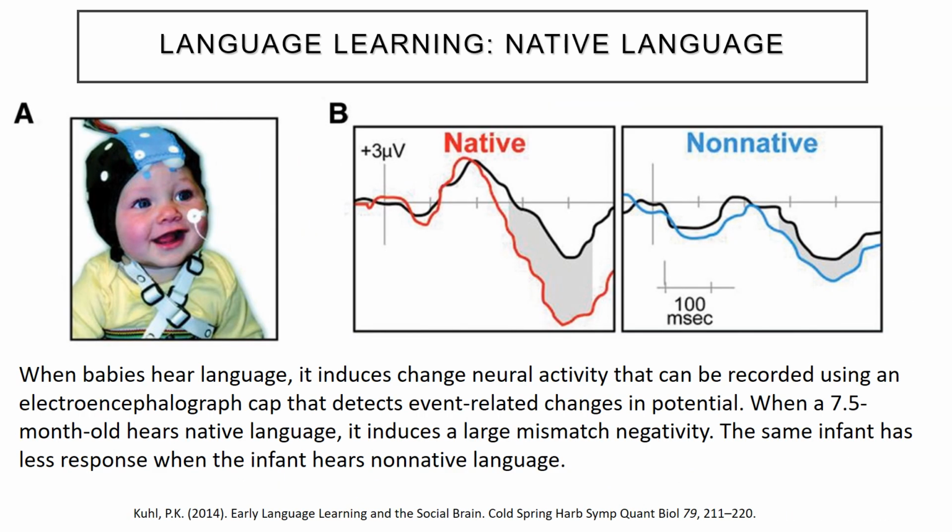So when babies hear language, it can actually induce neural activity that can be recorded using an electroencephalograph cap. Look at this cute guy wearing this electroencephalograph cap. This can detect event-related changes in potential. When a baby is hearing its own native language, it actually has a very large mismatch negativity. So there's a change in the overall potential that's perceived here, which is an indication that there's some sort of perception happening. When this same infant is listening to a non-native language, there's a much smaller response.